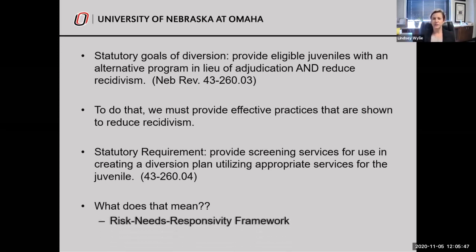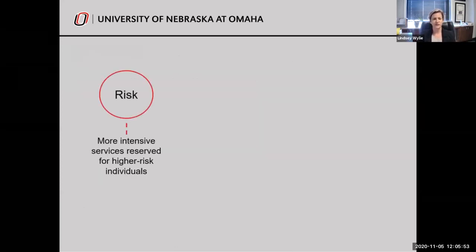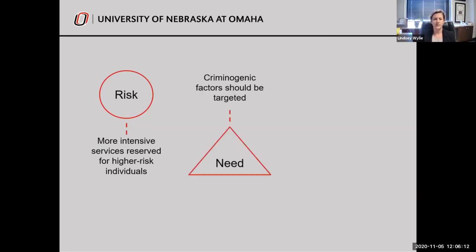So what does it mean? We have to provide effective services and we have to screen youth in order to do that. According to the risk needs responsivity framework, we want to target our interventions. The more severe, higher intensity services should be directed at those who are higher risk. Conversely, our lower risk youth should be receiving less severe services, or none at all if they are deemed to be our lowest risk.